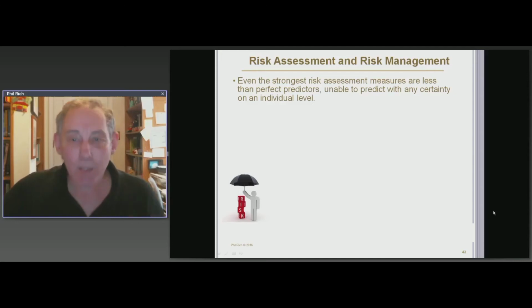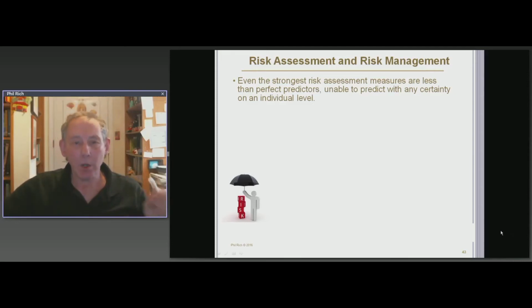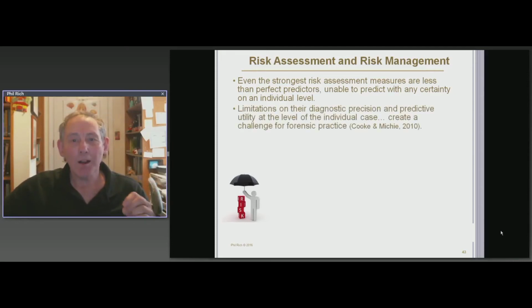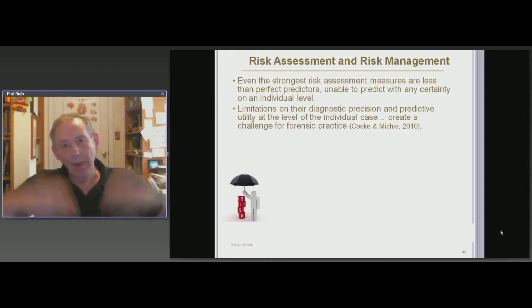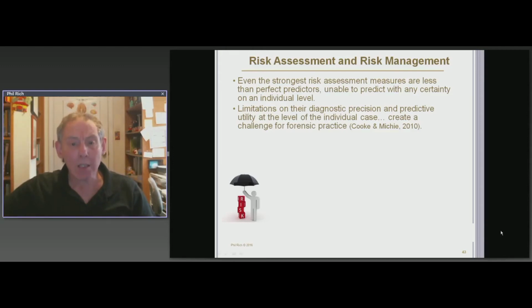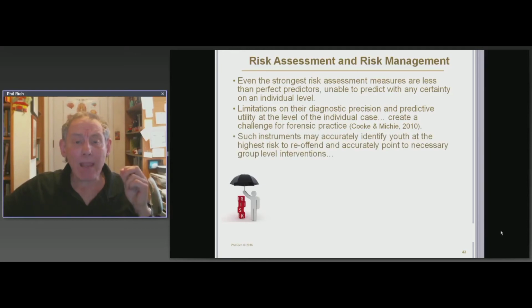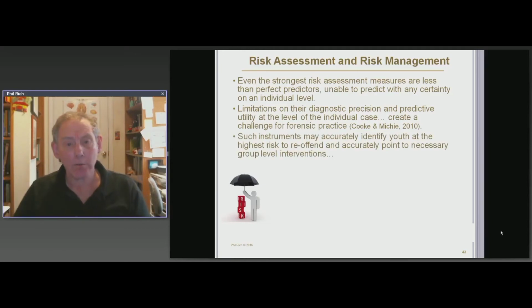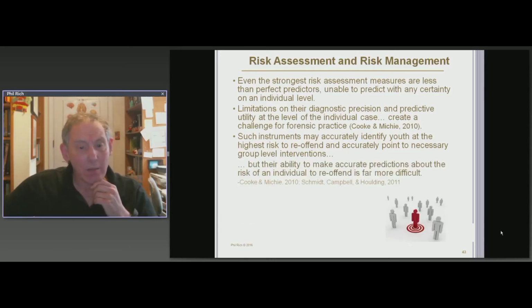Even the strongest measures we have are less than perfect predictors, and they cannot be perfect. Here's what Cook and Michie say: limitations on their precision and predictive utility at the level of the individual case, rather than the actuarial model, create a real challenge for practice. They may actually identify youth at a level of having a lot of risk factors and point to necessary interventions, but their ability to actually predict what someone's going to do is much more difficult.